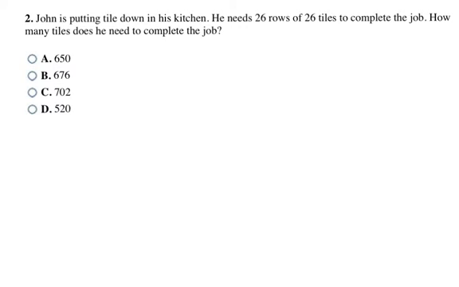This next question says John is putting tile down in his kitchen. He needs 26 rows of 26 tiles to complete the job. How many tiles does he need to complete the job? So he has 26 rows of 26 tiles. So in order to find that total area, he's going to have to take 26 times 26. So 6 times 6 is 36. 2 times 6 is 12, plus 3 is 15.